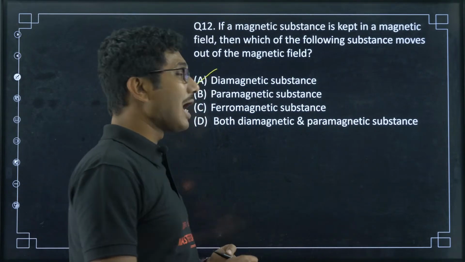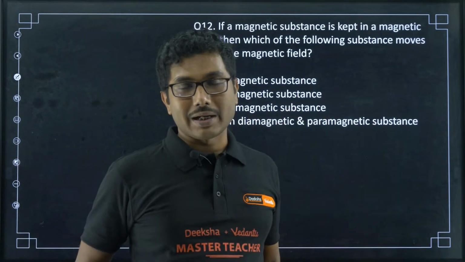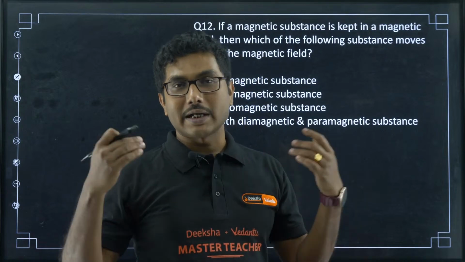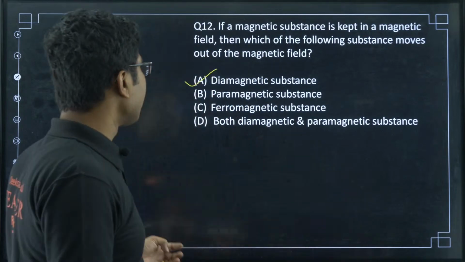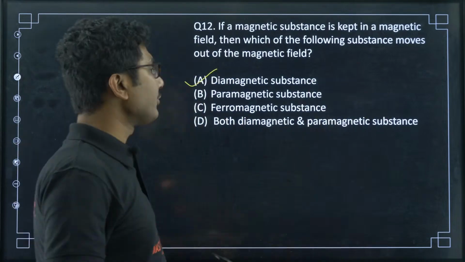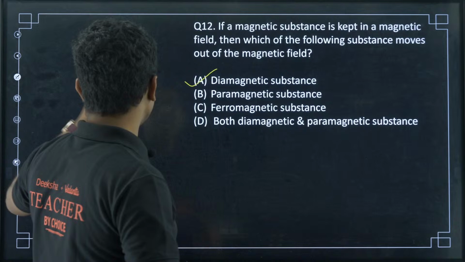Diamagnetic substances are getting repelled by the magnetic field. Paramagnetic substances are getting attracted very weakly, and ferromagnetic substances are getting attracted very strongly. So only diamagnetic substance will be repelled, and they will move out of the magnetic field.